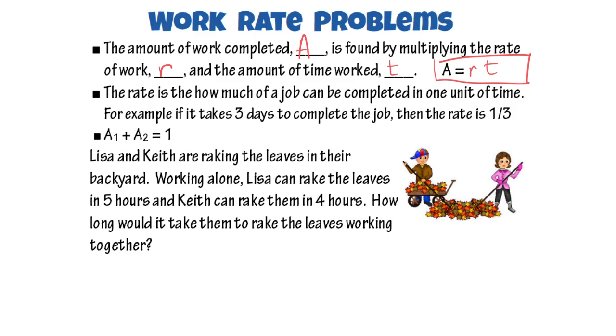Now, what we're working on is having 2 people or 2 things working together to complete a job. So you'll take the amount of work the first person does, add it to the amount of work the second person does, and it's always going to equal 1 completed job. Let's look at an example here. Lisa and Keith are raking the leaves in their backyard. Working alone, Lisa can rake the leaves in 5 hours, and alone Keith can rake them in 4 hours. How long would it take them to rake the leaves working together?